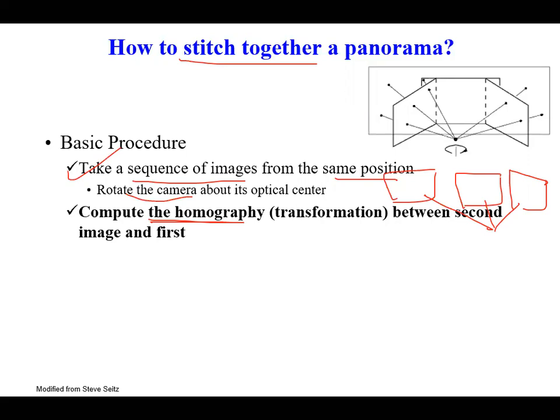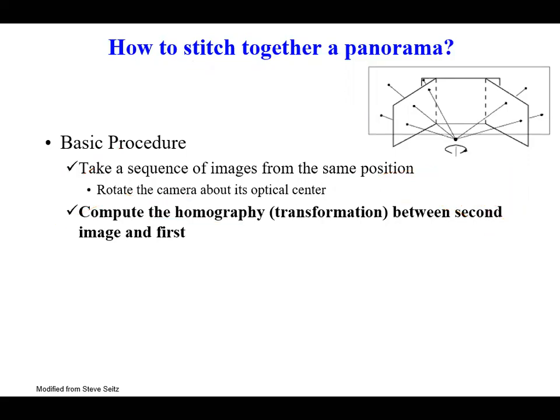The second thing is to compute the homography. We also finished this. So now I have the transformation. I know what H is. I know how to translate one image to the other image, or what the transformation matrix is. Then what should I do?